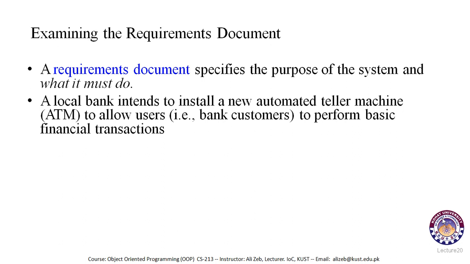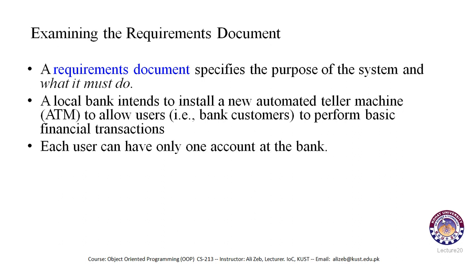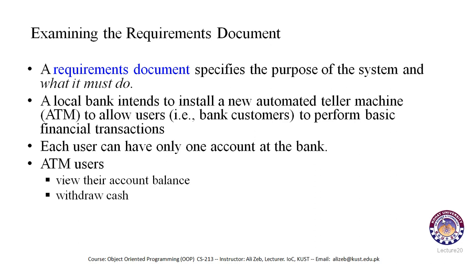So for example, your requirements document states that there is a local bank that intends to install a new automated teller machine, that is the ATM, to allow users or the bank customers to perform basic financial transactions. And those transactions can include, for example, viewing of their balance, withdrawing cash, depositing funds, etc.